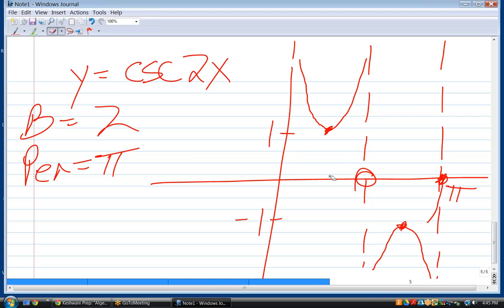Let's take out the sine curve, and there you have it. There is one period of cosecant 2x. This is obviously pi over 2 right there. But the period of this, don't make the mistake of thinking the period is the distance between the vertical asymptotes. It's the distance between 2 vertical asymptotes.